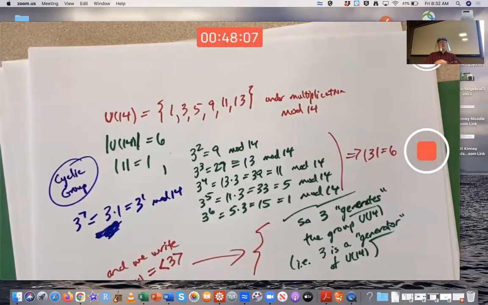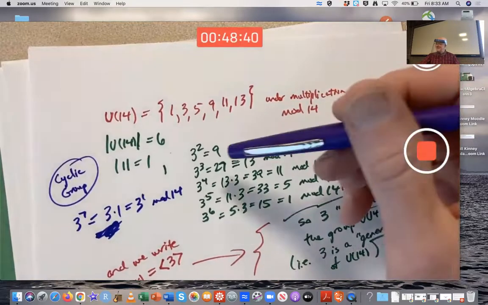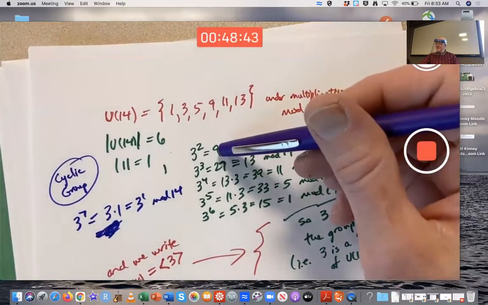Is 3 the only generator of this group, U14? Do you have any intuition here? Is 3 the only thing you could use to get the elements by doing powers of 3? Any intuition? Good guesses? Do you feel like you're developing intuition? That's a guess, but an incorrect one.